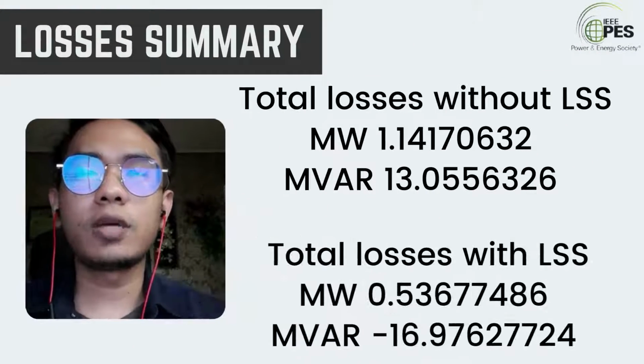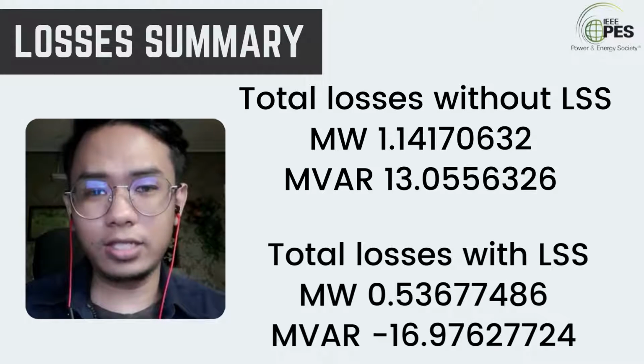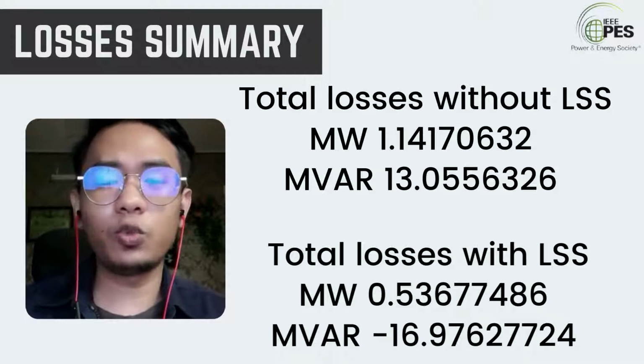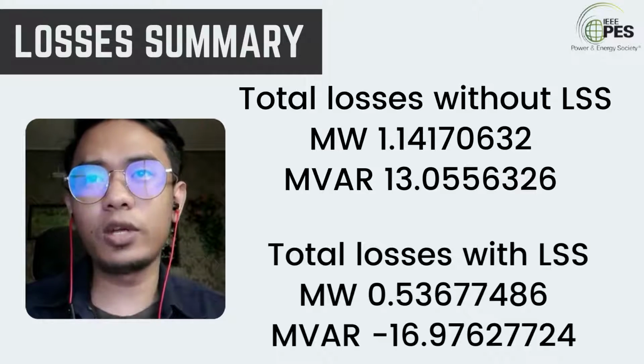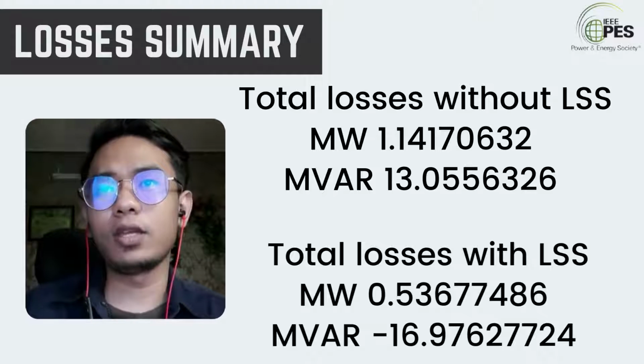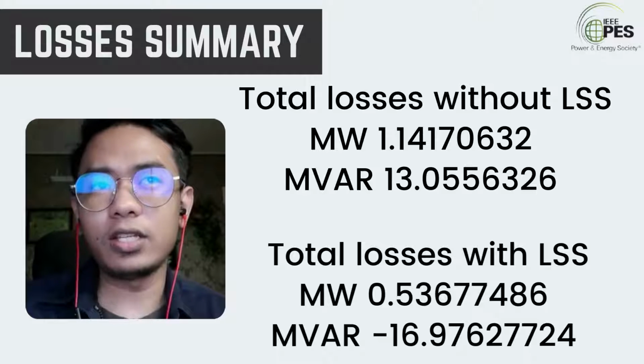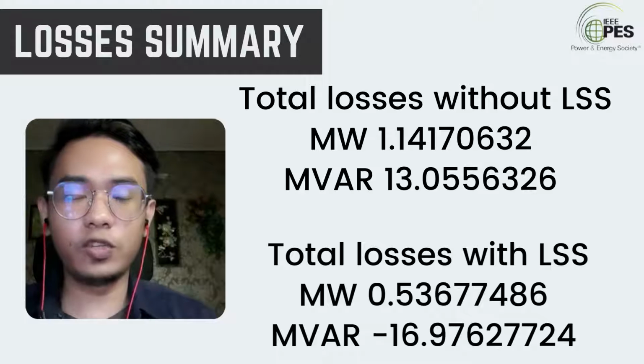So losses summary for grid system with and without LSS: total losses without LSS, our grid suffers 1.14 megawatt, and total losses with LSS is reduced to 0.53 megawatt.